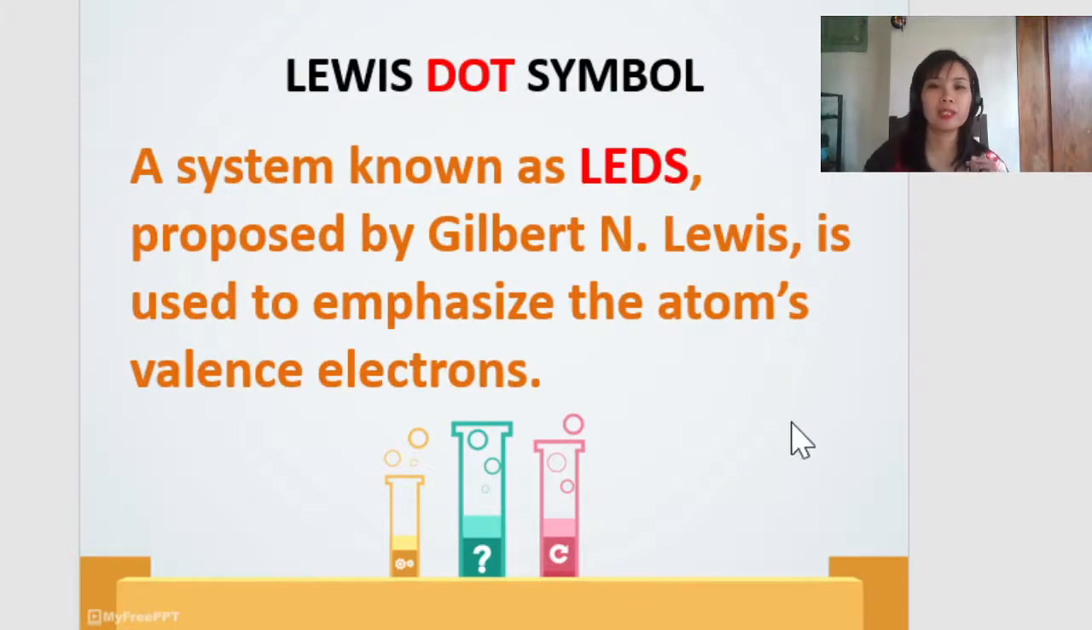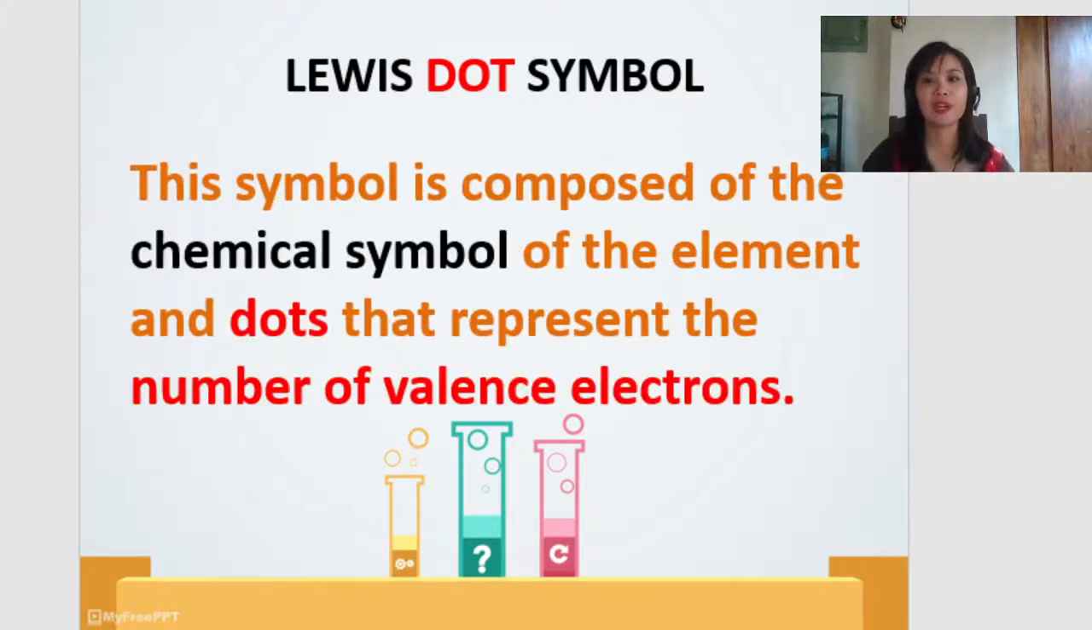By the way, what is Lewis dot symbol? It is a system known as Lewis dot symbols, proposed by Gilbert N. Lewis. Okay, take note na Lewis. It is used to emphasize the atom's valence electrons. Unsa yung emphasize ani? Unsa na electrons? Valence electrons. This symbol is composed of the chemical symbol of the element and dots that represent the number of valence electrons.